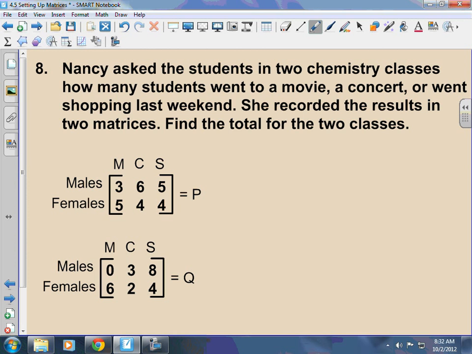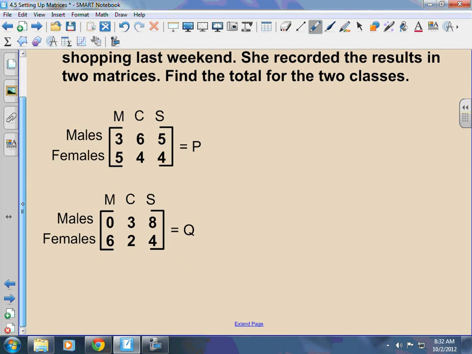Okay, number 8. Nancy asked the students in 2 chemistry classes how many students went to the movies, a concert, or shopping last weekend. Here are the results from the 2 classes. This is class 1, this is class 2, okay?